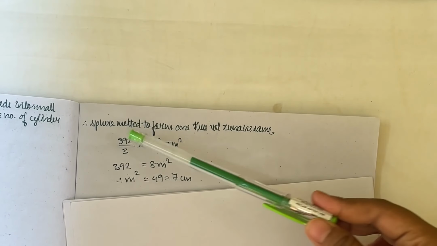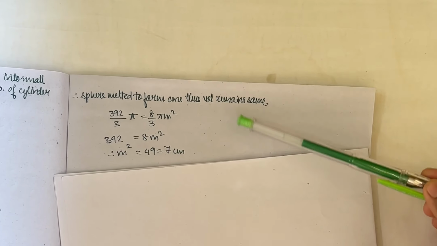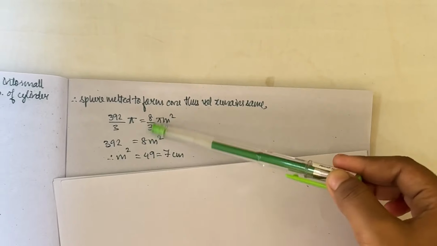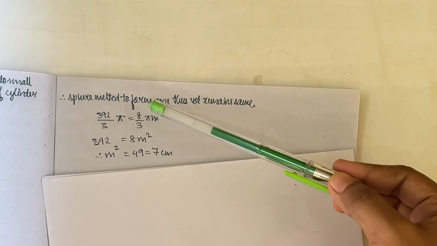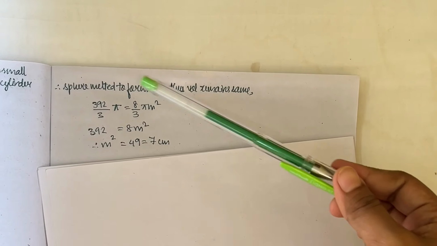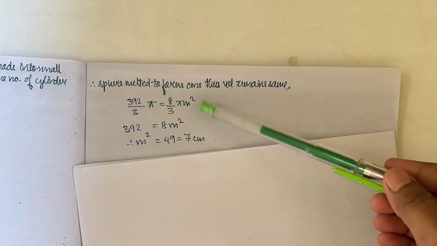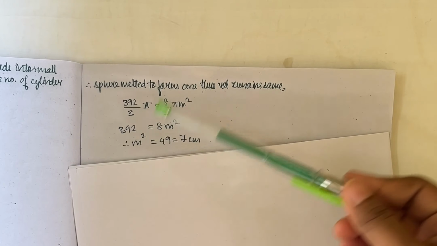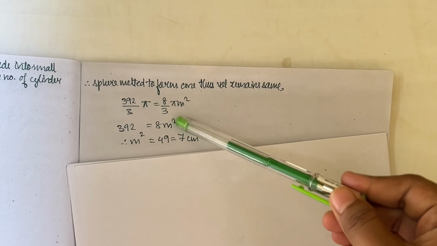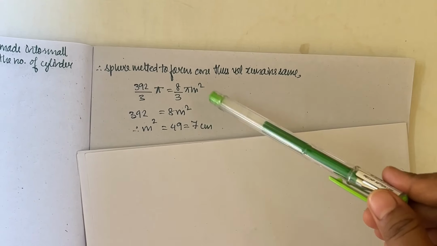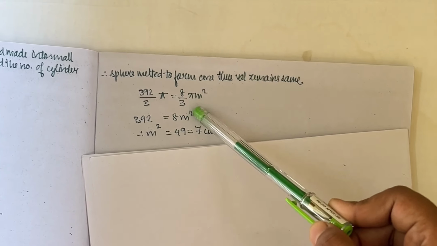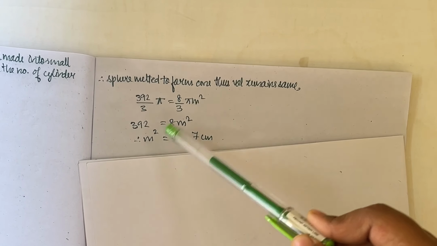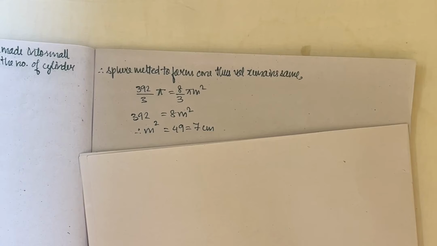Now we know the sphere is melted to form the cone, thus volume remains the same. So we are putting 392 pi by 3 is equal to 8 by 3 pi m square. We are equating both of the equations to get m, the radius of the cone that is formed. Now substituting the values, we are getting m square is 49 and m is 7.